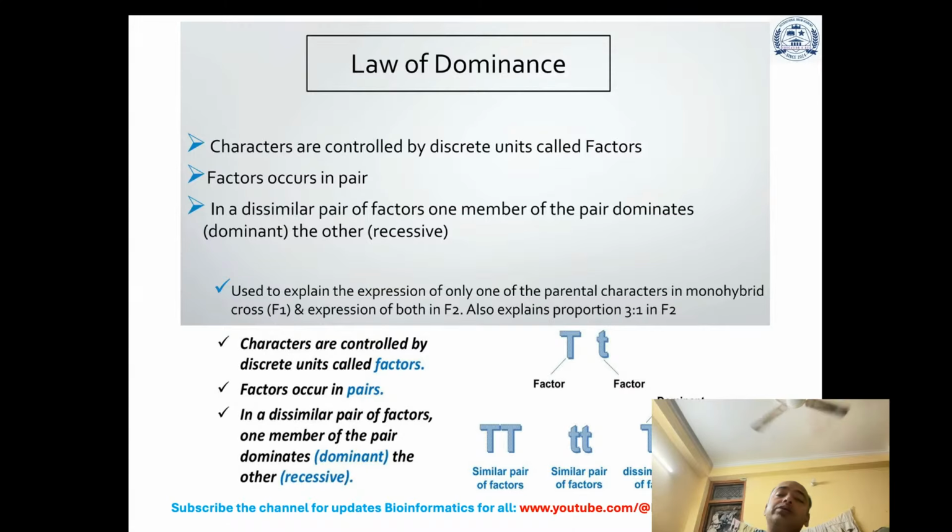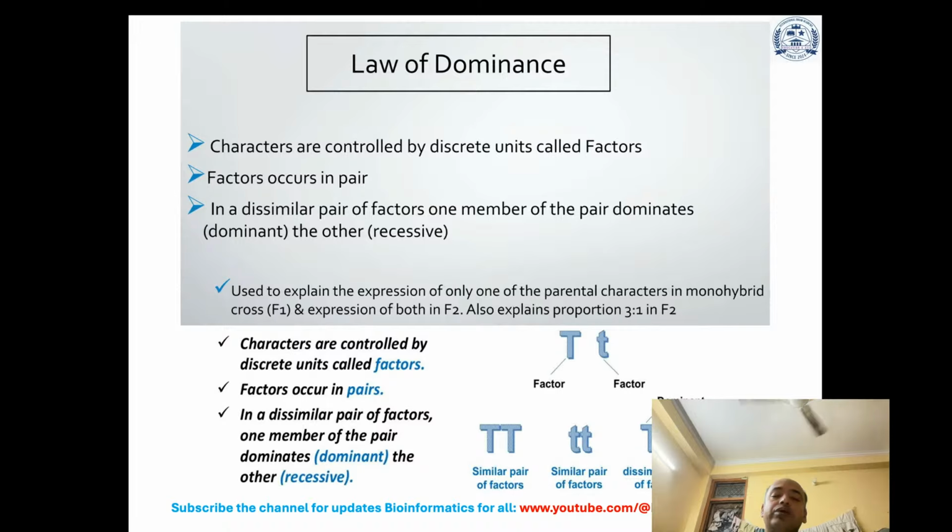Now it comes to the law of dominance. Characters are controlled by discrete units called factors, that is genes. Factors occur in pairs. In a dissimilar pair of factors, one member of the pair dominates the other, that is recessive. The one member which dominates is the dominant. It is used to explain the expression of only one of the parental characters in a monohybrid cross, that is F1, and expression of both in F2. It also explains the proportion of 3 is to 1 in F2.